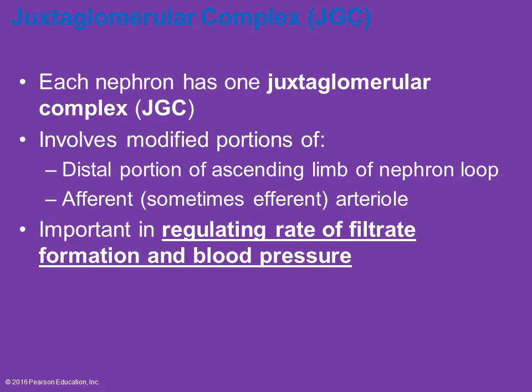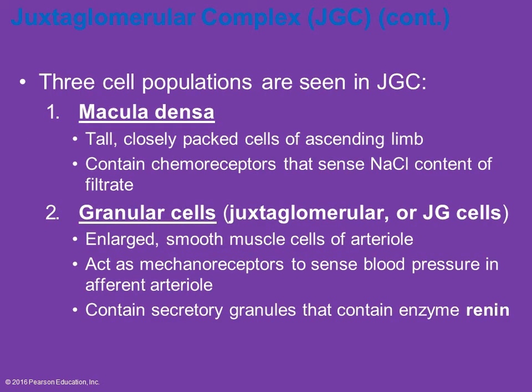Now, each nephron has one JGC, or juxtaglomerular complex, and this is just helping with regulating the rate at which the filtrate is going to be formed and regulating blood pressure. So there's different cells that are involved with this. Your macula densa or chemoreceptors, they're helping to sense the sodium chloride concentration in that filtrate.